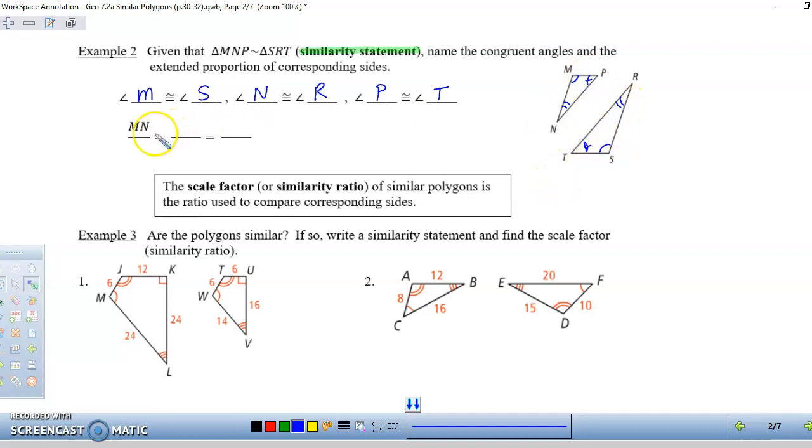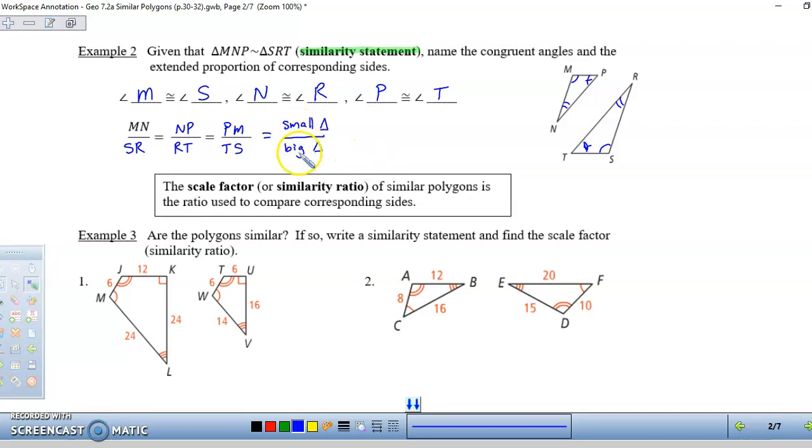Okay, and then if you wrote the extended proportion, MN goes with SR. Okay, NP goes with RT. And then PM goes with TS. Also notice that I am being consistent with each of these ratios. Every single one of those ratios, I compare the small triangle to the bigger triangle.